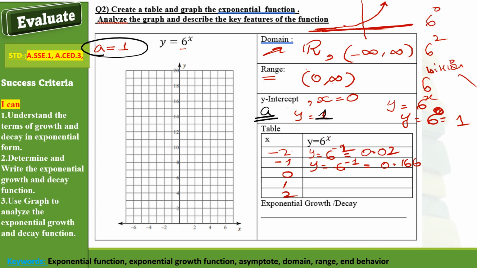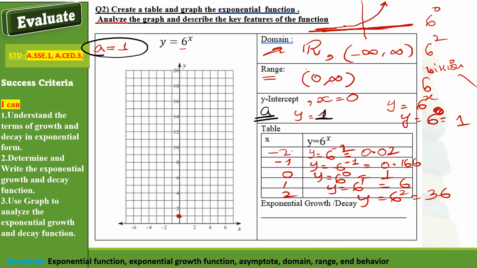Now write y equals 6 to the power of 0, because we keep replacing the x value. It will give us 1. Then write y equals 6 to the power of 1. The answer is 6. Y equals 6 to the power of 2. The answer is 36. So what we have seen is that as the x values increase, the y values increase. Now just a little bit quickly, make it 0 and 1. So it is here.